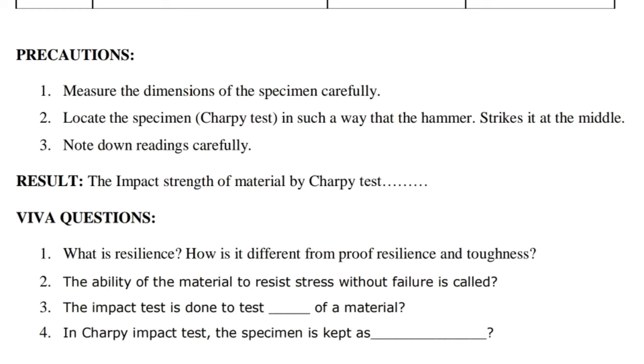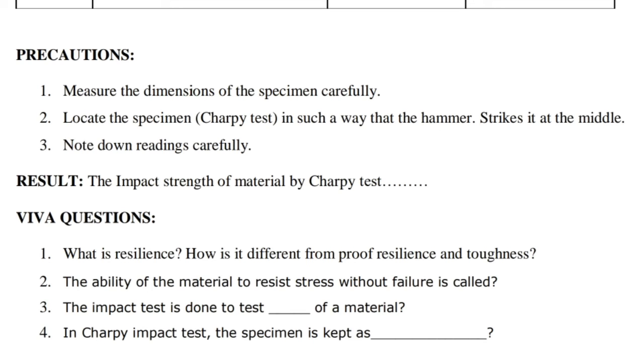Precautions: first, measure the dimensions of the specimen carefully. Second, locate the specimen in the Charpy test in such a way that the hammer strikes it at the middle. Third, note down readings carefully. Result: the impact strength of the material by the Charpy test.